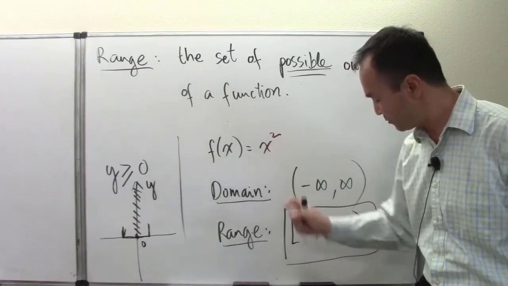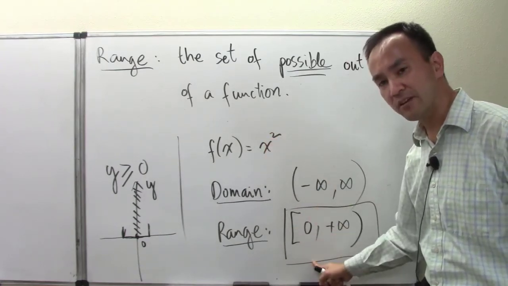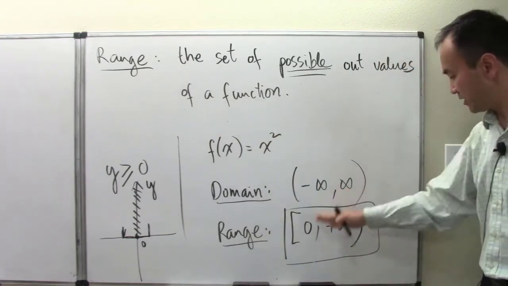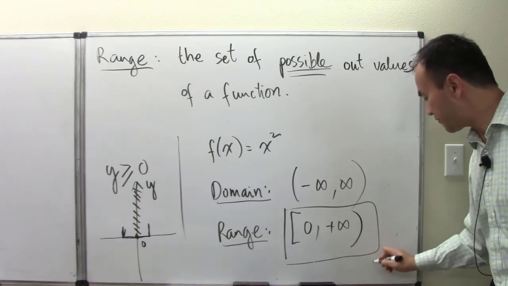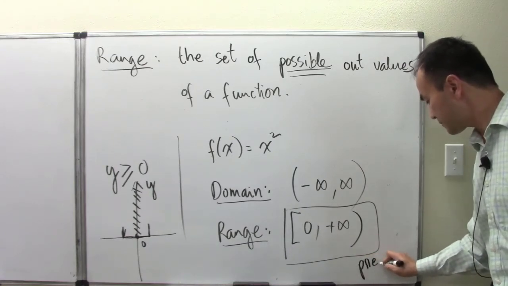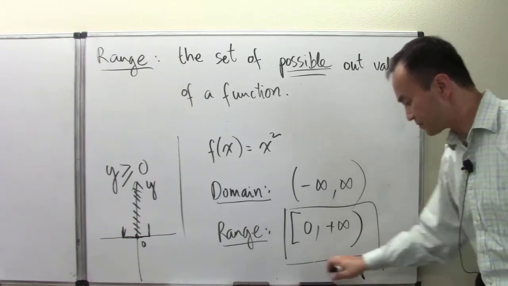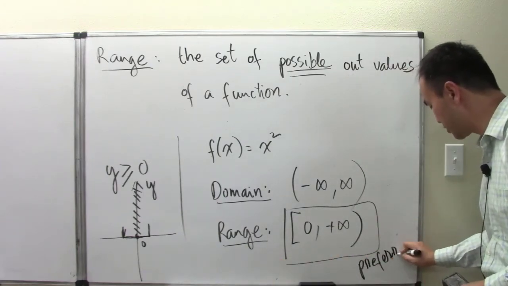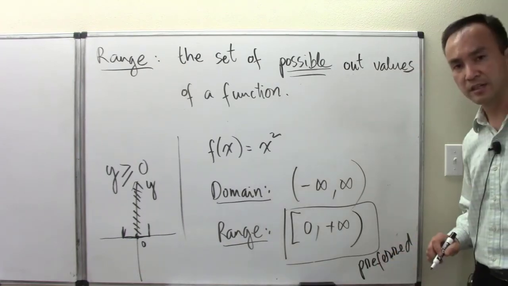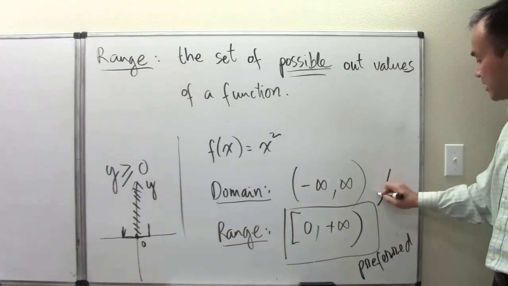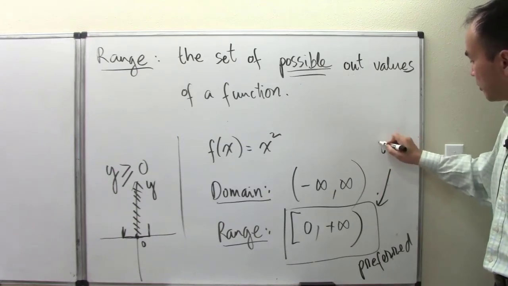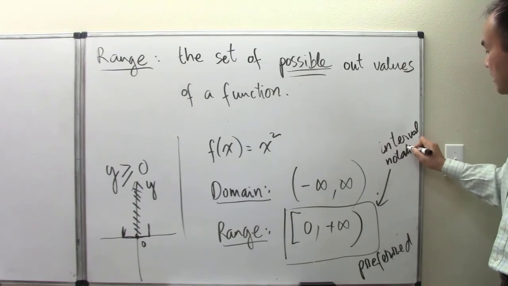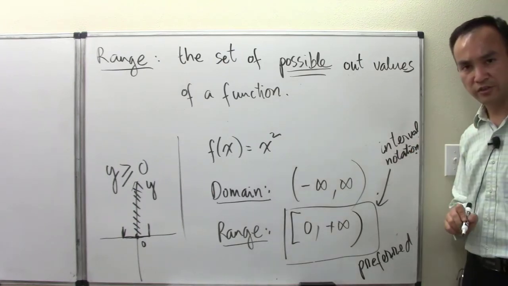Only came out with possible values anywhere from 0 to positive infinity. Okay, and so this is interval notation again, and this is the preferred way of, this is preferred by many professors, including me, when it comes to grading my students' papers. This is the preferred answer format, and again, this is interval notation. All right, this is interval notation.